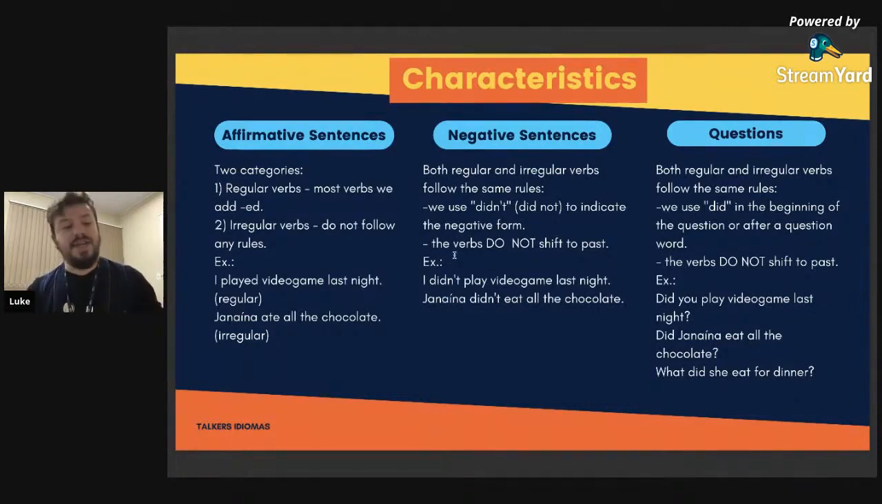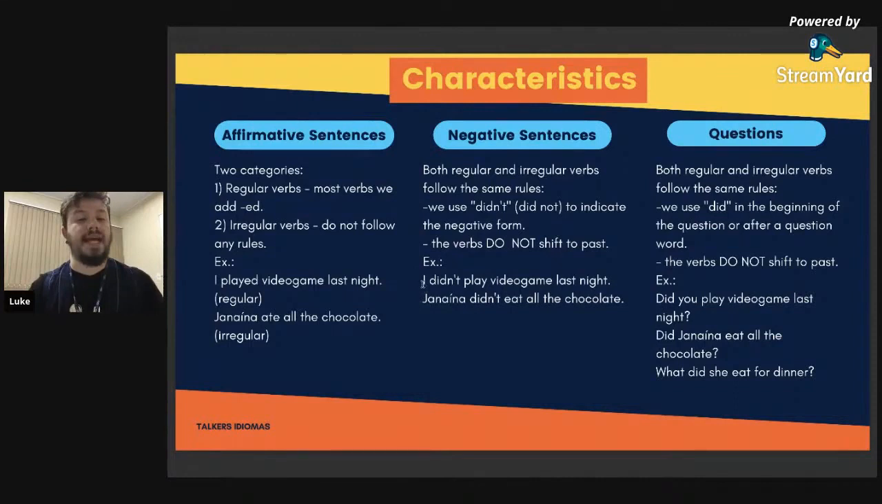And something interesting here is that the verbs do not shift to past. We already have an indicator of past, which is didn't. So there is no need for us to also change the verb to past. Here are some examples for you to see. I used basically the same sentences as before. I just changed them into the negative form.